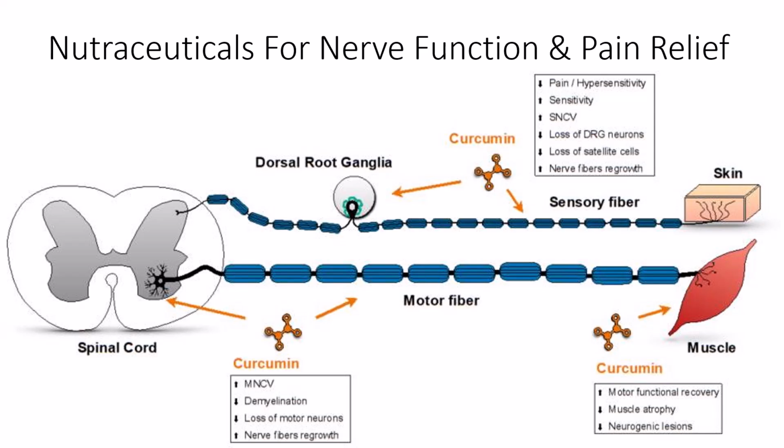Now let's look at the curcumin molecule on the top right center of the slide. In the box are the benefits curcumin has for sensory nerves, the nerves that carry the sensation of pain. Curcumin decreases pain and hypersensitivity of nerves. Curcumin improves the survival of sensory nerves and improves the ability of sensory nerves to regrow.